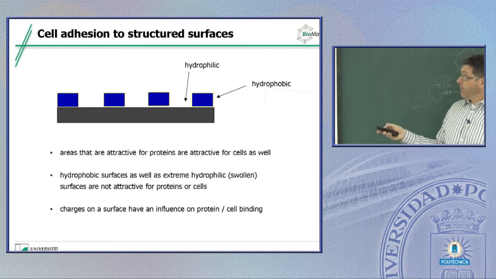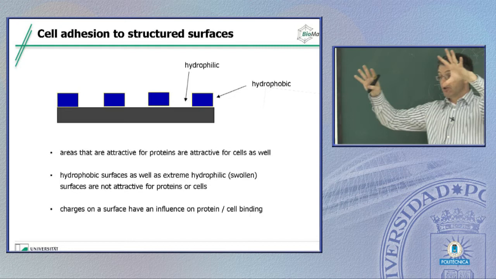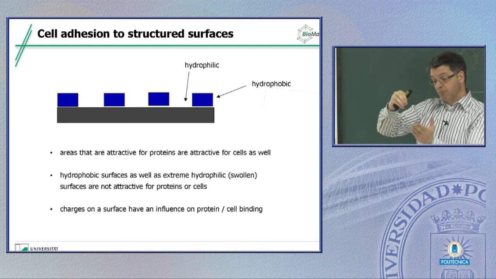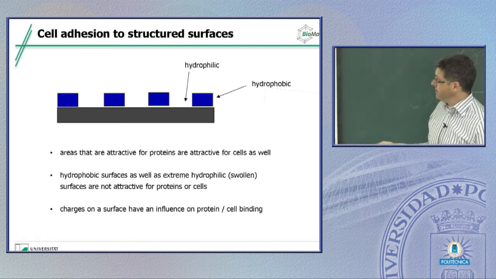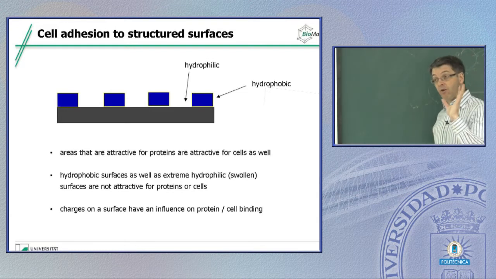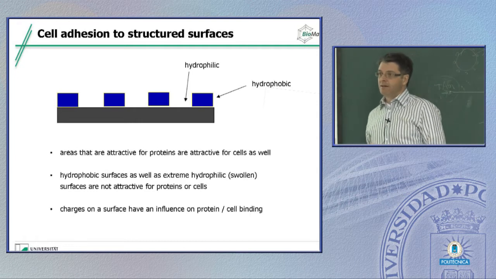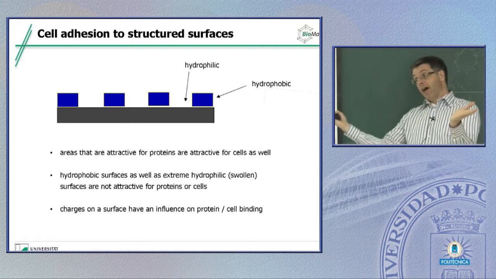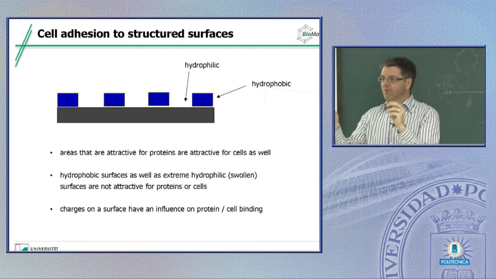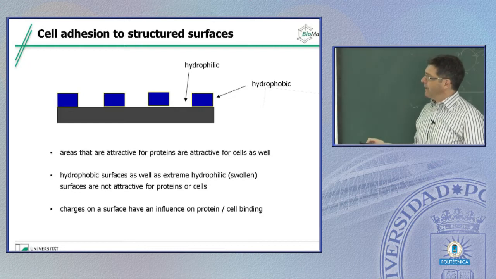Why? If a surface or a polymer is very hydrophilic, it will uptake a lot of water. It will be swollen. And if it's swollen, there's a lot of water, and the water then, of course, competes with the protein to bind to the surface, and therefore the binding of proteins on very hydrophilic surfaces is also very weak. So this means hydrophobic is no good, very hydrophilic is also no good. So you have just a very narrow window, medium hydrophilic or medium hydrophobic, that is attractive for proteins and therefore is attractive for cells.